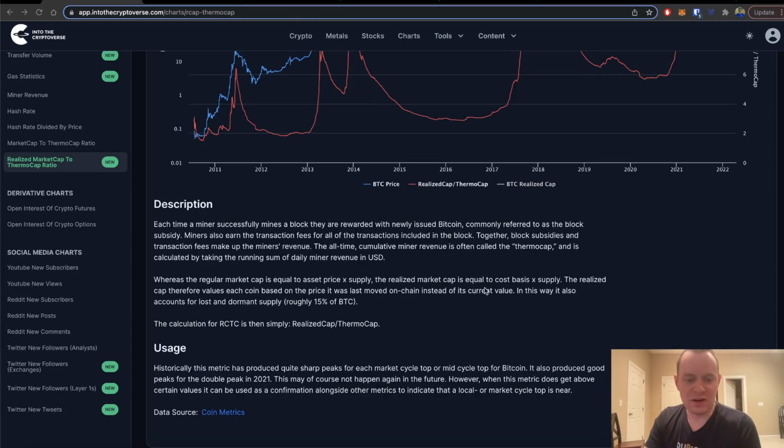So the purpose of this metric, we're just taking the realized cap over the ThermoCap, and we're just seeing are there any interesting trends. That's all we're going to do.